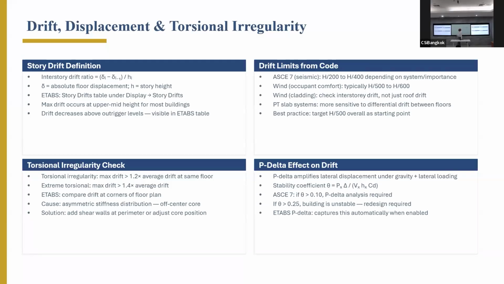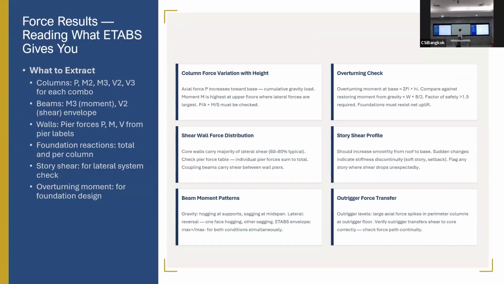Drift, displacement, torsional stiffness, all irregularity checks, then how to get the results back, force results. We get the column forces, beam forces, all of the forces, beam moments and shears, then walls, pier forces, PM diagram, and then foundation reactions, and so on. So you get all these forces, and then you need to make sure that you use them properly to do all the checks. Column force variation with height, see how the column force is changing with height.